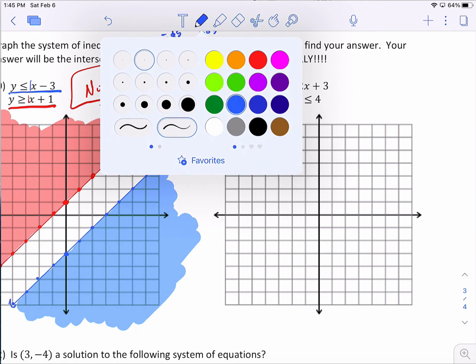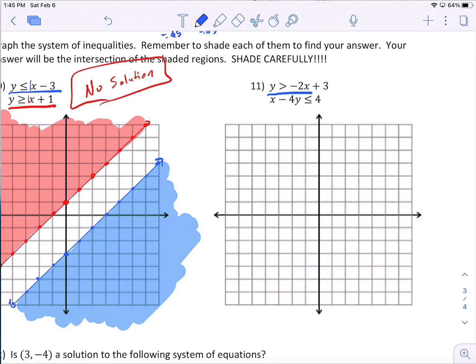And let me go back to my blue. I'm going to go ahead and this one's ready to go. I know that bottom one is not, but we'll worry about that here in a minute. So y is greater than negative 2x plus 3. So there's positive 3, negative 2. I'm going to go up 2 and left 1. And then I'm going to go down 2 and to the right 1.